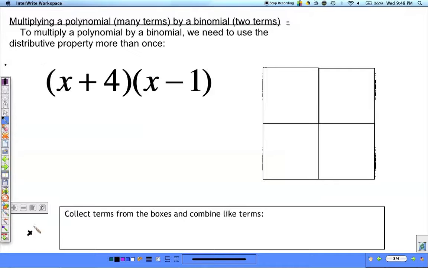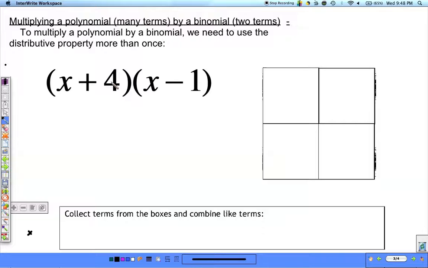So now we're moving on to multiplying a polynomial by a polynomial. A polynomial, again, has many terms, and we're going to multiply it by a binomial, which has two terms. Actually, in this first case, we're multiplying a binomial by a binomial, which is really the most common thing you're going to do this year. So two terms in the first set of parentheses, two terms in the second set. And really, we're going to be using the distributive property.